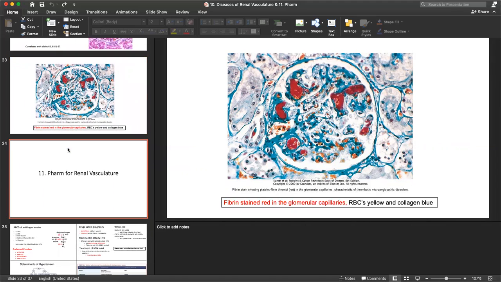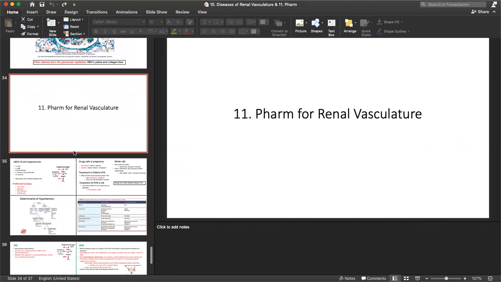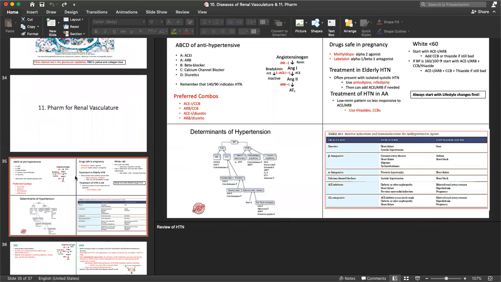All right, that's all for that lecture. So now we just have Pharm to talk about. Okay, so here's my list. This kind of has a review of our hypertension. So we have our ABCDs of hypertensives: A is ACE inhibitors and ARBs, B is beta blocker, C is calcium channel blocker, and D is diuretic.